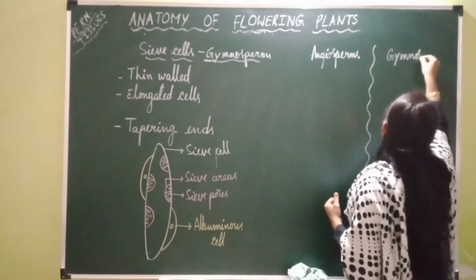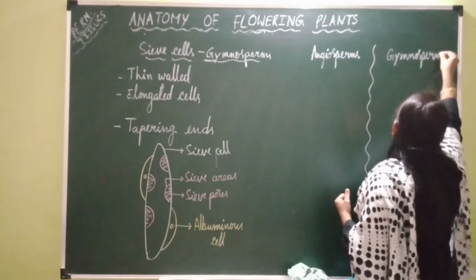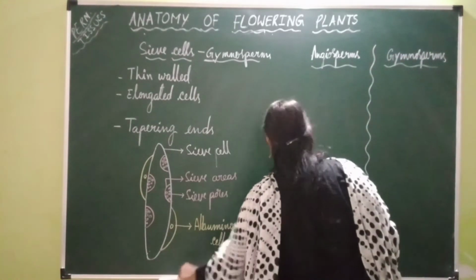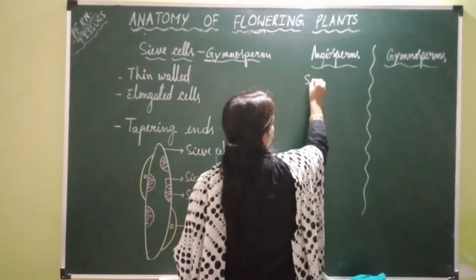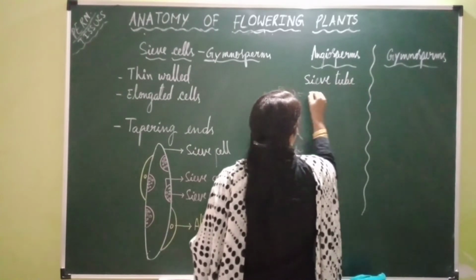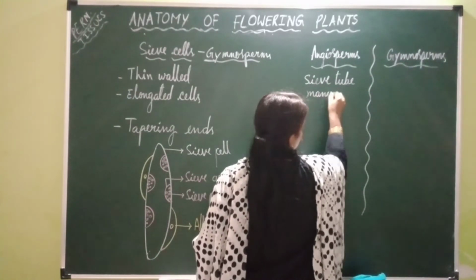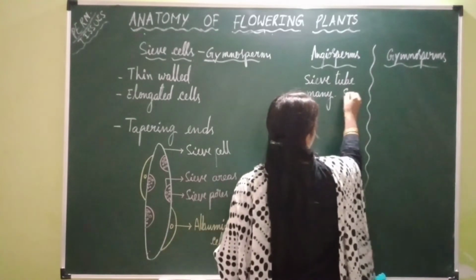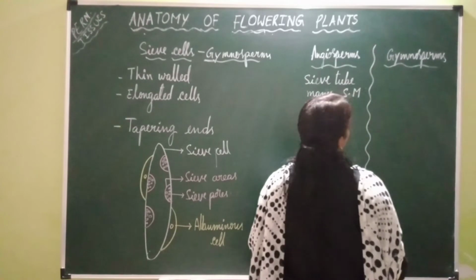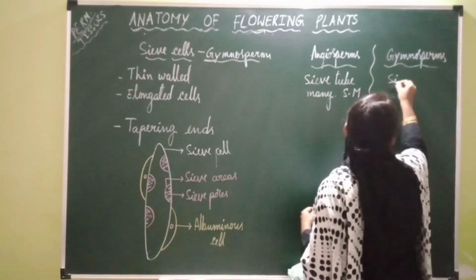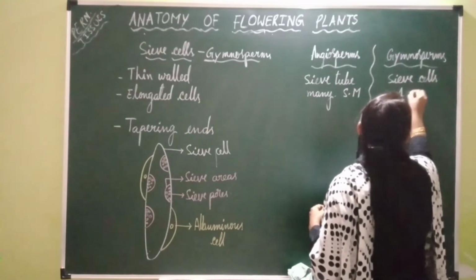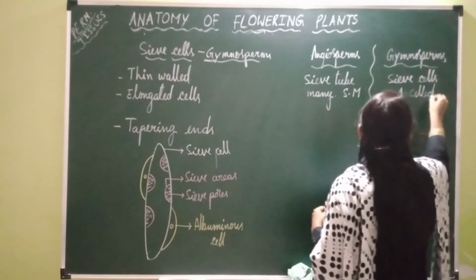Right. So in case of angiosperms, phloem consists of sieve tubes, where each sieve tube is made up of many sieve members. I am writing SM, sieve members. In case of gymnosperms, food is transported through sieve cells, which are single celled, made of only one cell.